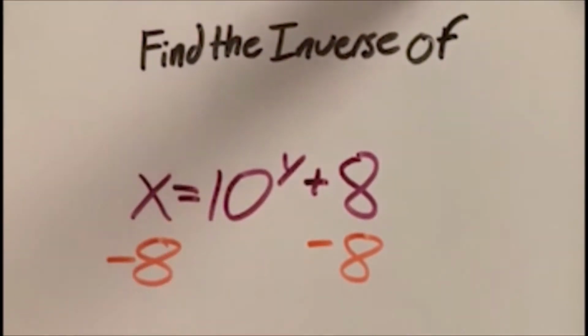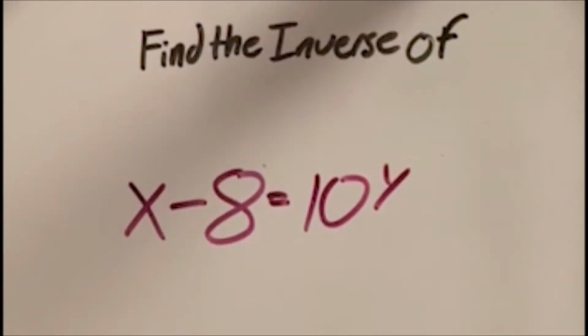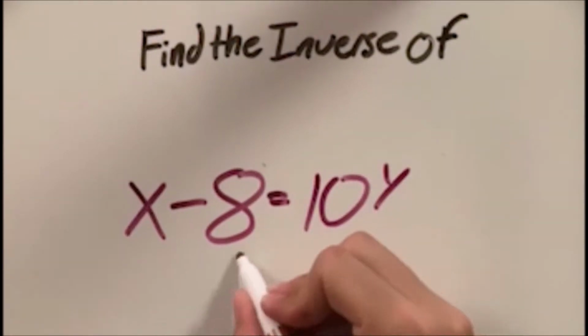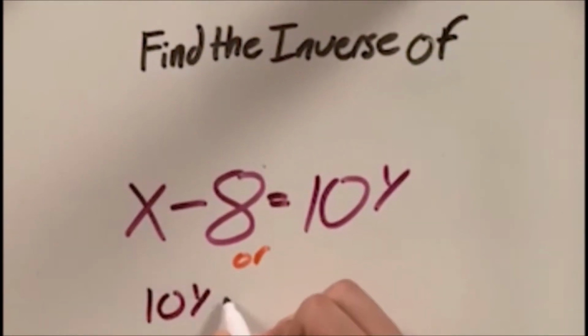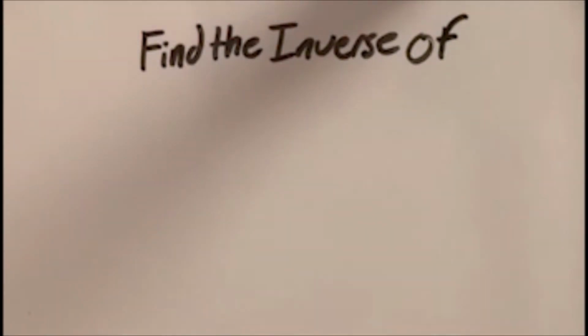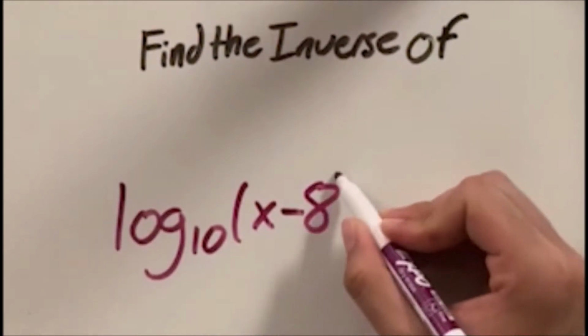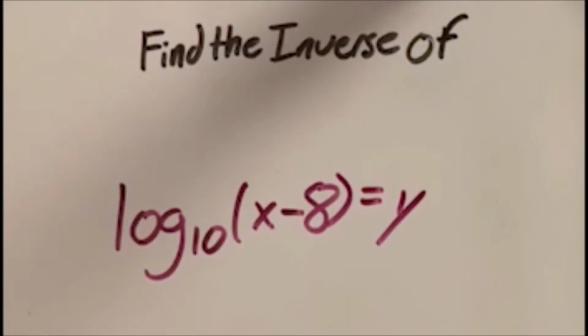We do this because before we turn this into a log, we need to get the base, that is 10 to the y power, by itself. Once you've done that, you flip both sides. We have an easier time finding the log because of this. Then change from exponential to logarithmic form. We do this because 10 is our base. Y and x minus 8 switch places.